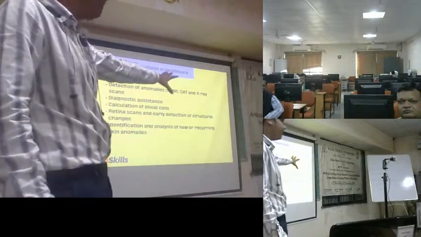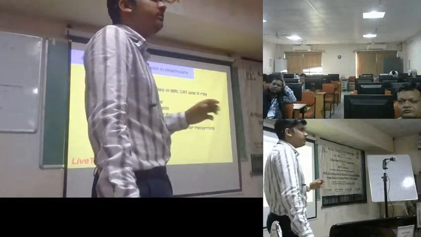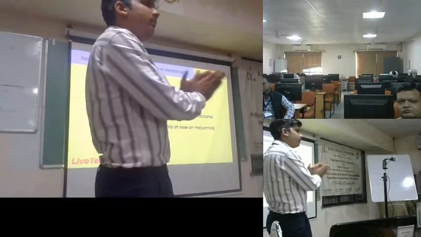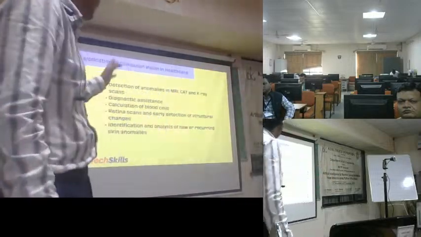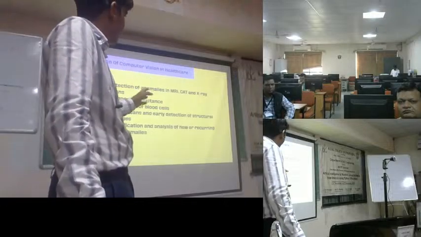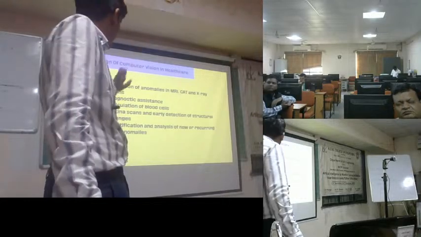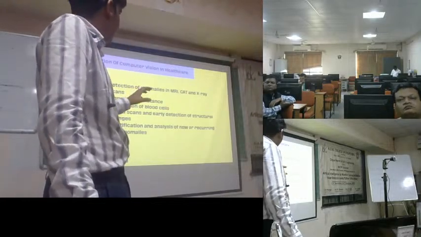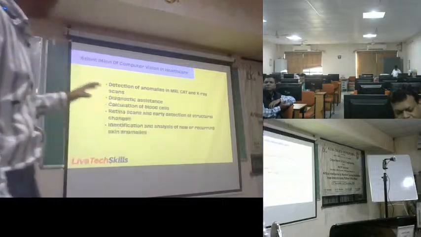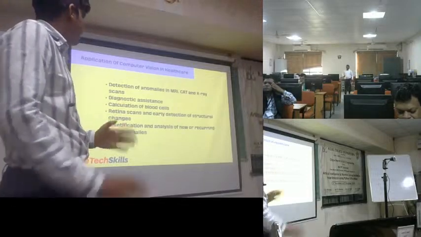Then MRI and CAT scans. These images also have anomalies, which are different from normal persons. Then diagnostic assistance, calculation of blood cells, retina scans, and early detection of structural changes. We are going to see this project in the last, identification and analysis of new recurring skin anomalies. So these are the applications of computer vision in the healthcare sector.